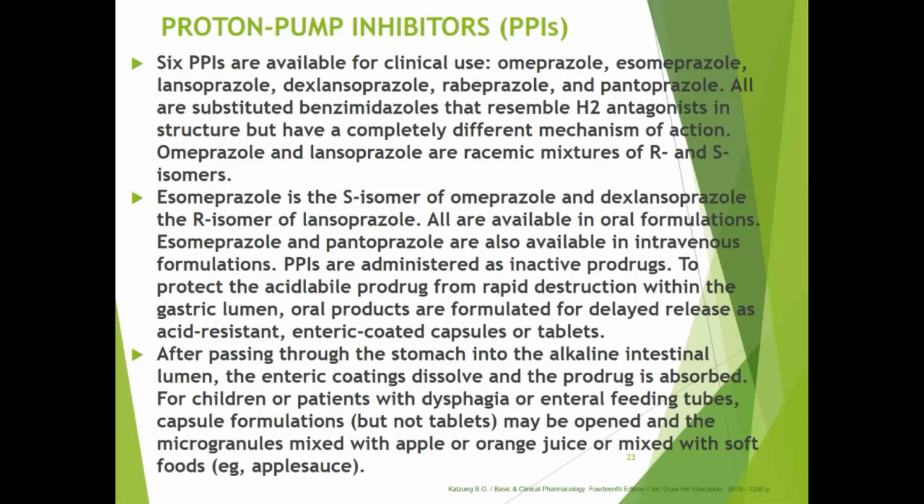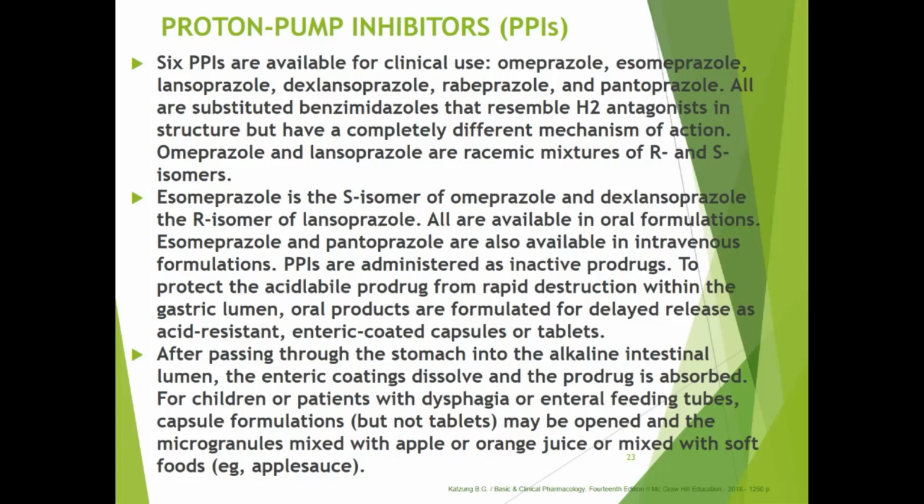Next, a very big, very popular and very useful group of drugs for doctors and for patients, for decreasing the acidity in the stomach, are the proton pump inhibitors. Practically 6 drugs from this group are available for clinical use: omeprazole, esomeprazole, lansoprazole, dexlansoprazole, rabeprazole, and pantoprazole. We like to use these drugs for the treatment of gastritis, ulcer, and other disorders in the stomach.